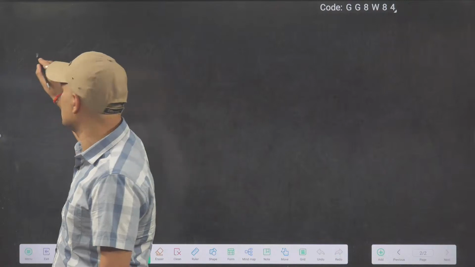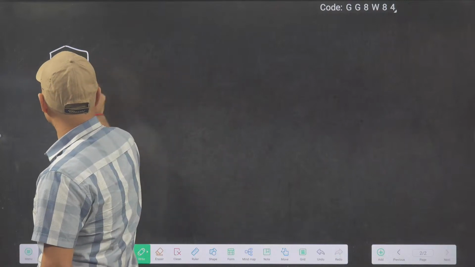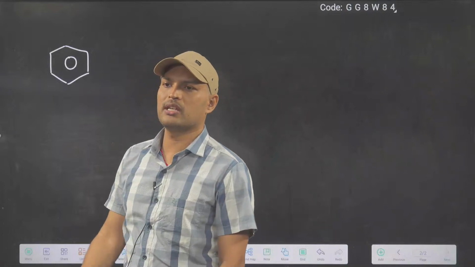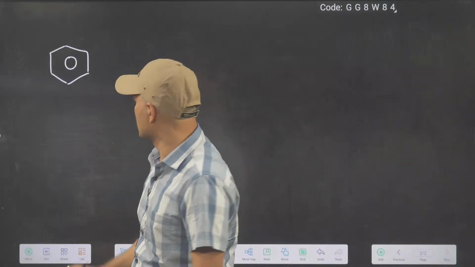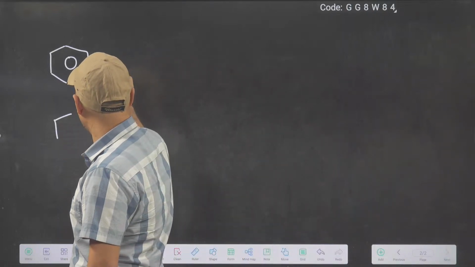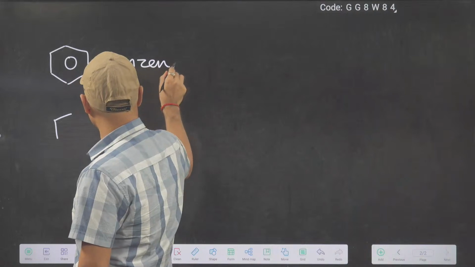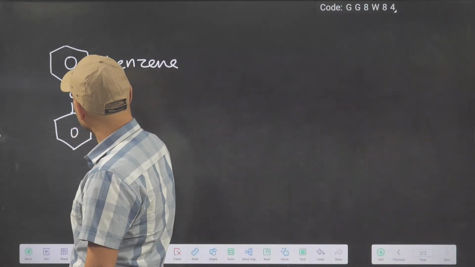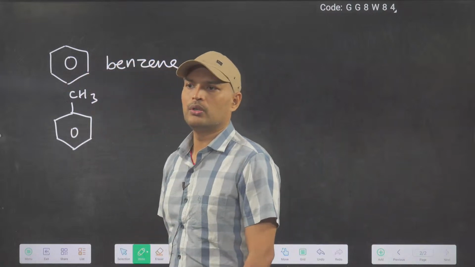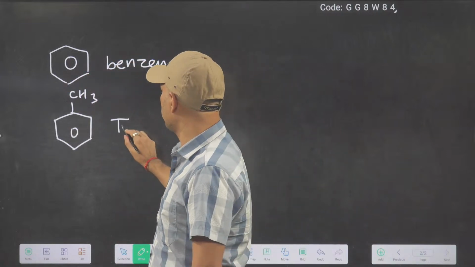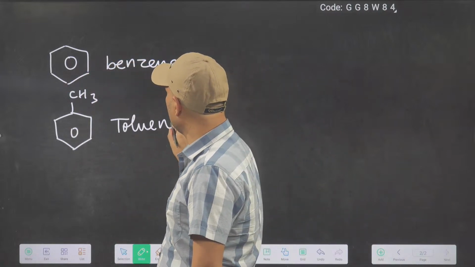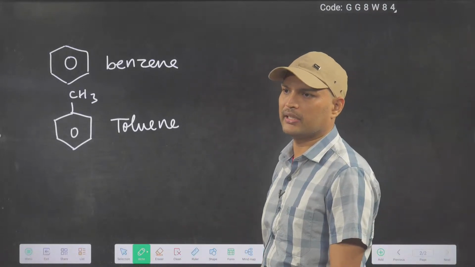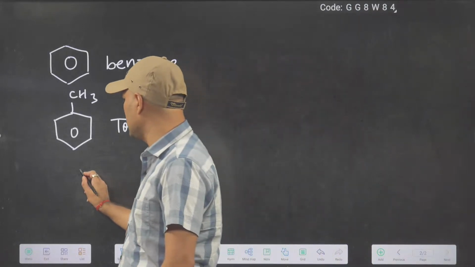Let's see if you know the name or not. Look here, some basic organic compounds I am telling you. You know this? This is benzene. Everyone knows this. You will say, sir, very easy. Do you know this compound? Tell me. Toluene. Benzene connected to one CH3, toluene.